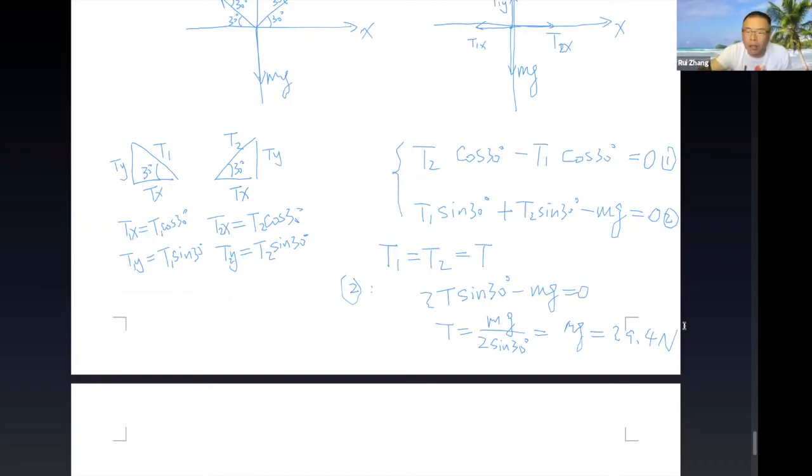Now, some of you got actually pretty close. Some of you got like 18.7.